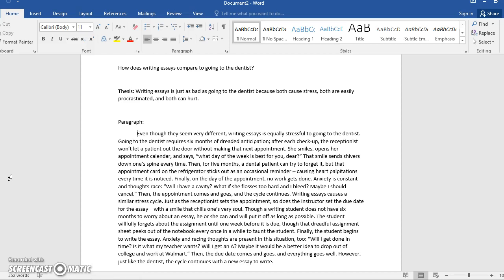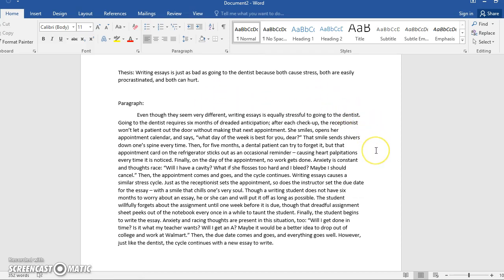So let's take a look at a sample paragraph. The prompt here was, how does writing essays compare to going to the dentist? And the thesis statement for this essay is up here, as you can see. Thesis statement says, writing essays is just as bad as going to the dentist because both cause stress, both are easily procrastinated, and both can hurt. And then here's the sample paragraph.